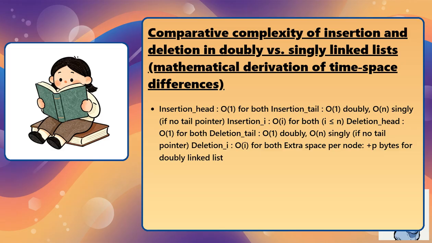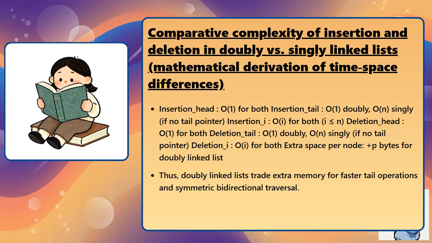Extra space per node: plus p bytes for doubly linked list. Thus, doubly linked lists trade extra memory for faster tail operations and symmetric bidirectional traversal.